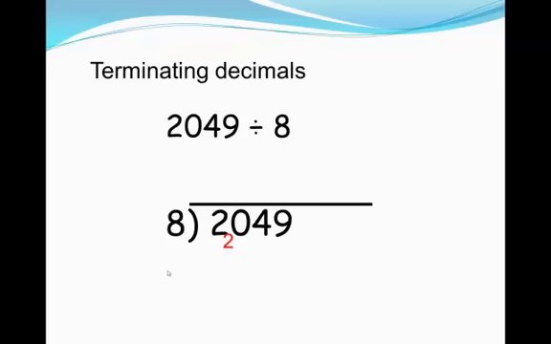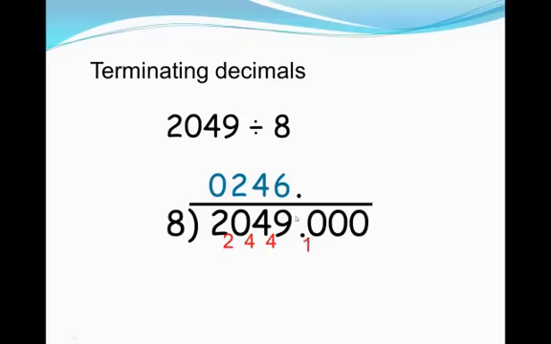Okay, let's have a look at a little bit more complicated one. So 2049 divided by 8. 8 goes into 2 0 times, so we carry that 2. Then we go 8 into 20, goes 2 times with the remainder of 4. So 8 into 44 goes 4 with a remainder of 4. 8 into 49 goes 6, and we're going to have a remainder. So we're going to put in a decimal point and as many zeros as we like. In this case, I'm going to put 3 zeros. Now we have a remainder of 1.